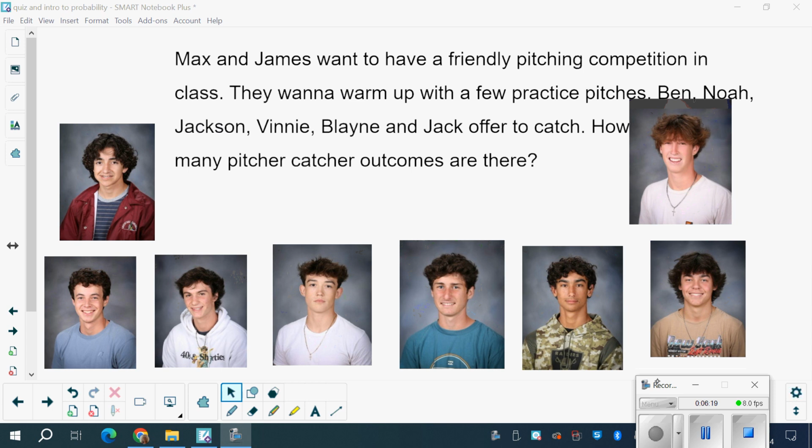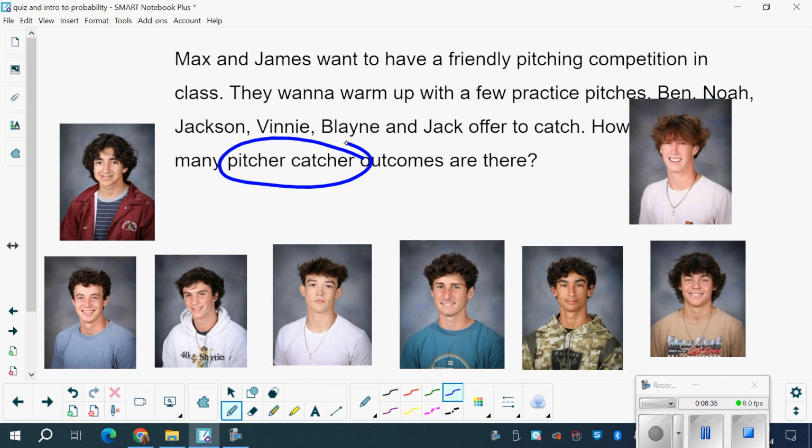So how many choices? First thing is, how many decisions am I making? How many people will be involved in each set? 2 people, right? So I'm going to be choosing between pitchers, and I'm going to be choosing between the guys who are going to catch for them. How many people do I have to choose from for the pitchers? 2, Max or James. How many people do I have to choose from for the catchers? 6. Nice and easy.